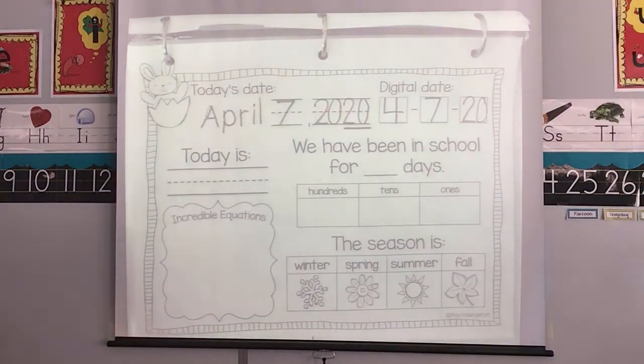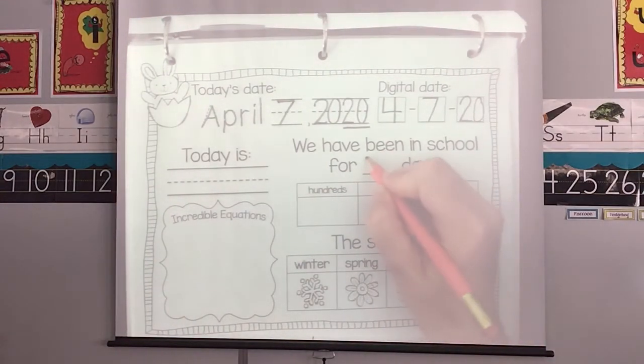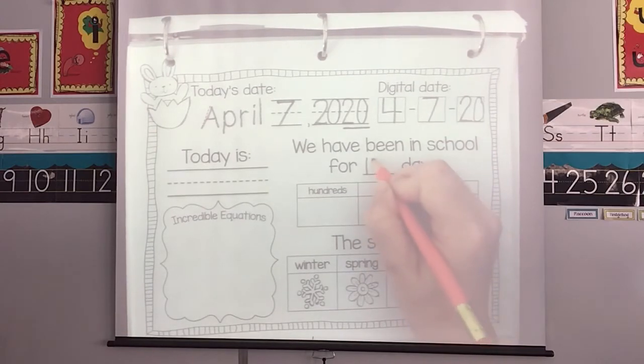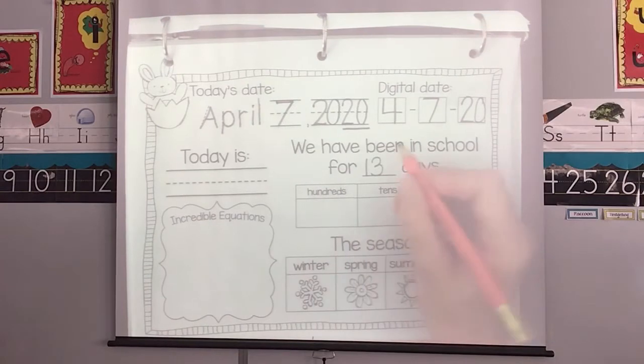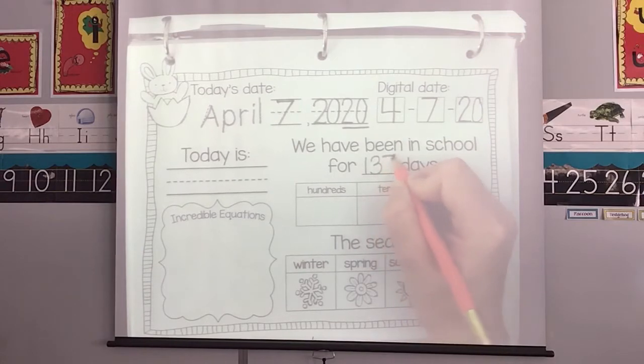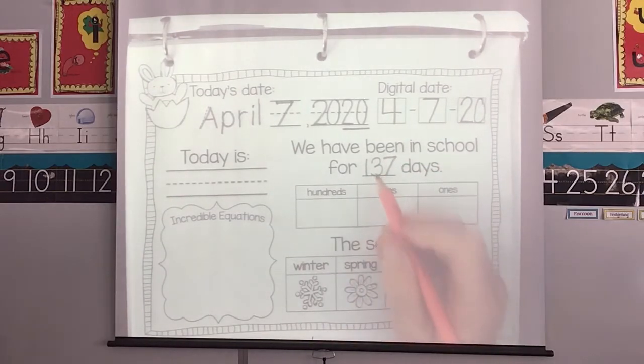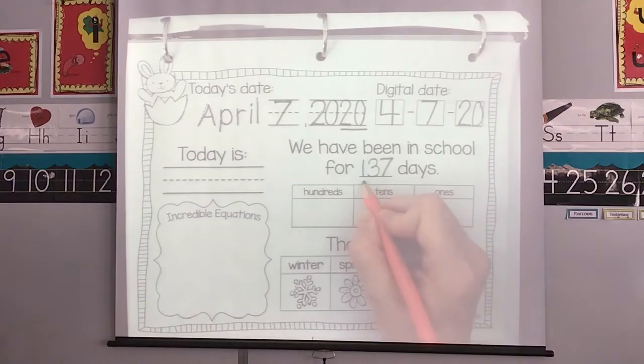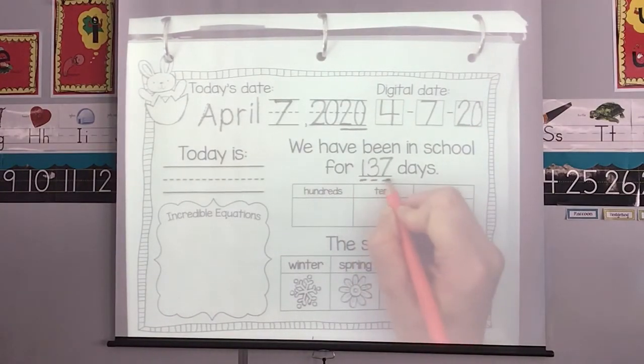All right, we are going to fill our sentence in, so we're going to do 130, round a tree, that's how we make a 3, 7, 137. Start at the left, slide right, angle down. Nice, neat 7. So, in our places for the number, we've got hundreds place, tens place, and our ones place.